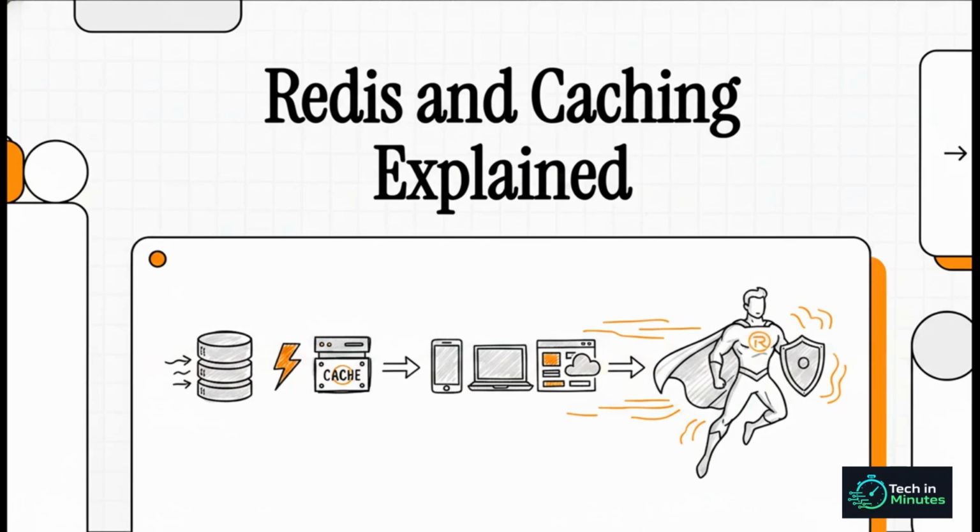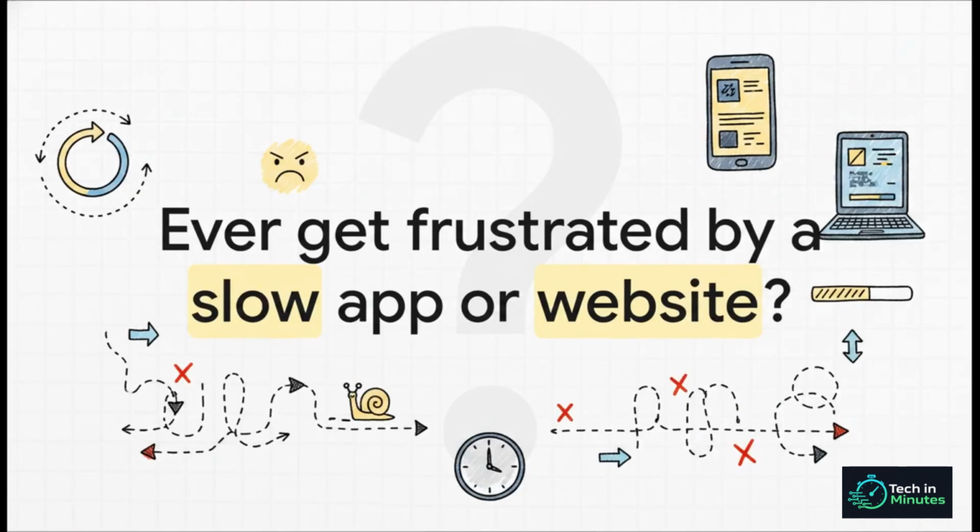Have you ever wondered what makes your favorite apps and websites feel so snappy and quick? Well, today, we're going to pull back the curtain on the secret. It's a really powerful idea called caching, and we're going to talk about one of its biggest stars, a tool called Redis.